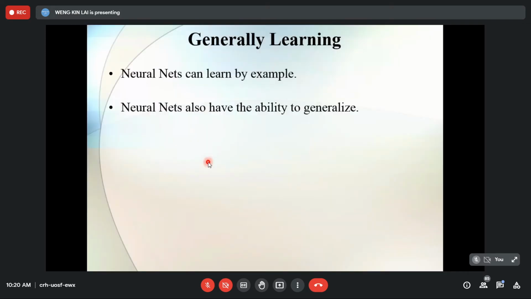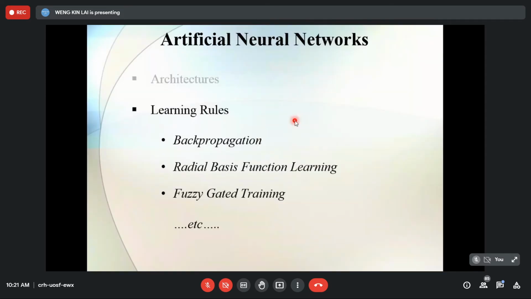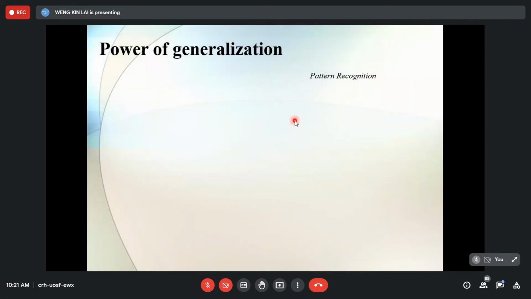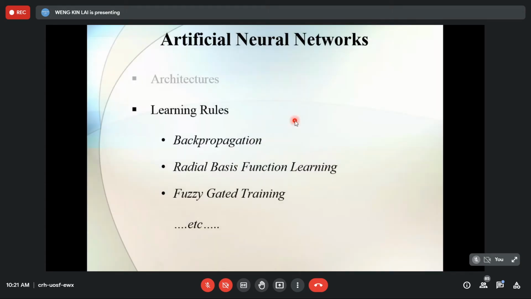So again, in general, neural nets can learn by examples. Very important. You need to give it enough examples to learn. Neural networks also have the ability to generalize. Later on, in the next few slides, we'll talk about what we mean by generalize.